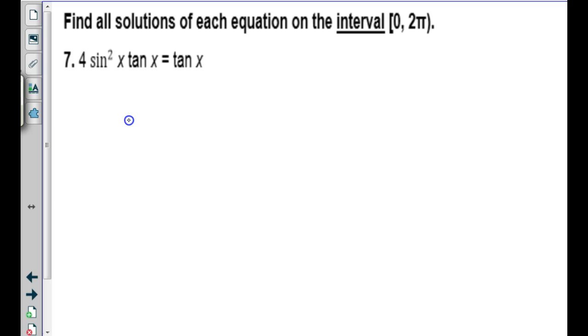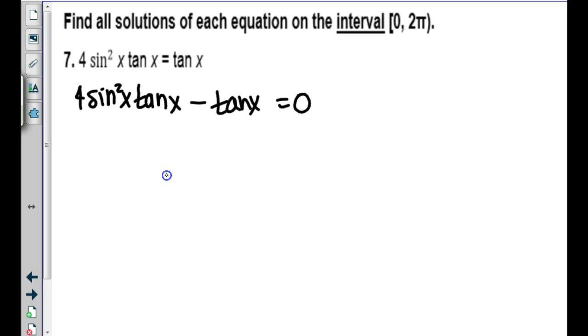One more. When they start throwing tangents in, that's when you really have to check your answers. Remember that weird one at the beginning where I had to check my answers and I didn't? So if I subtract the tangents over to this side, right now I have a 4 sine squared times a tangent. Then I'm going to subtract that other tangent over here so that it equals 0. Now what? Yep, factor out a tangent. What will I have left?